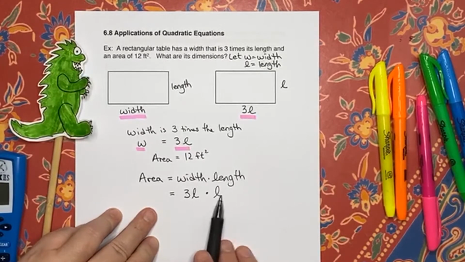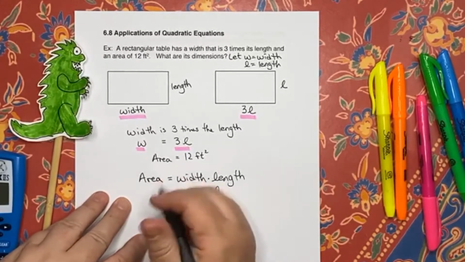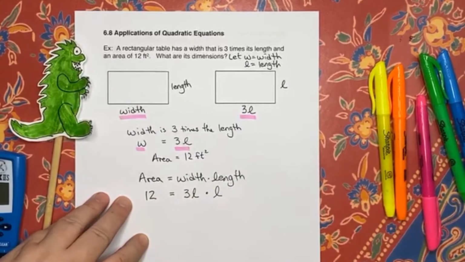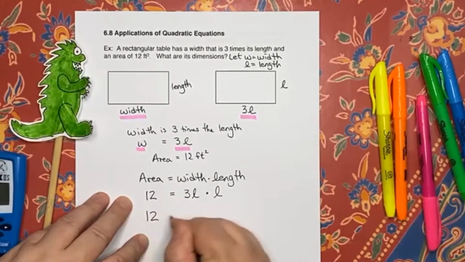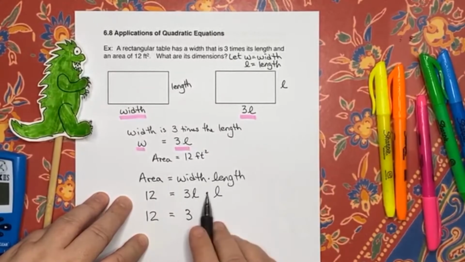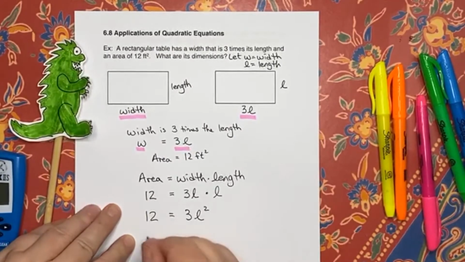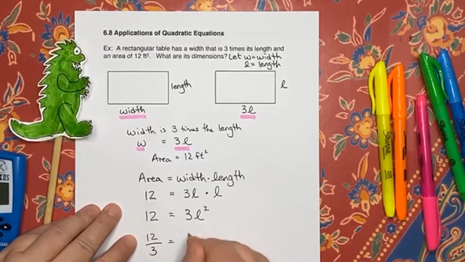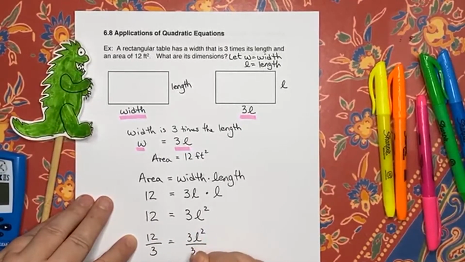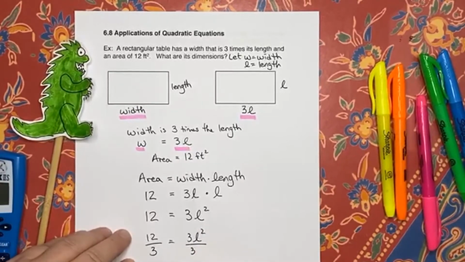3L times L. And over here, what's the area? The area was 12 square feet. Well, wait a minute. I've got 12 equals 3, and if I've got L times L, that's L squared. I could divide both sides by 3. I could get 4 equals L squared.